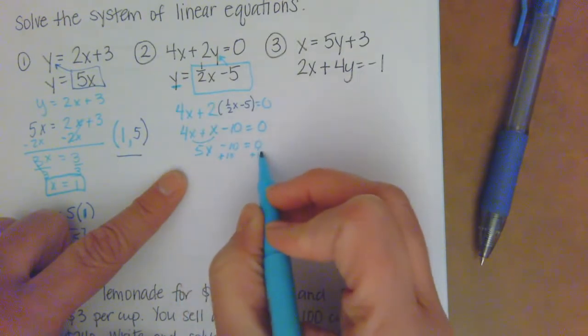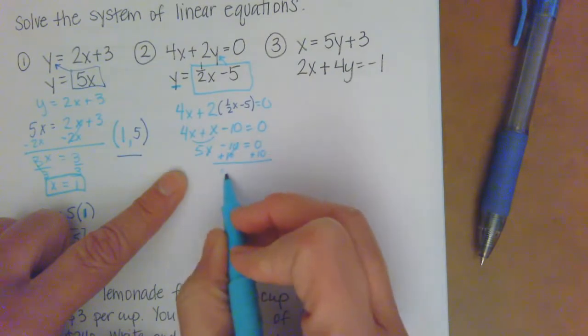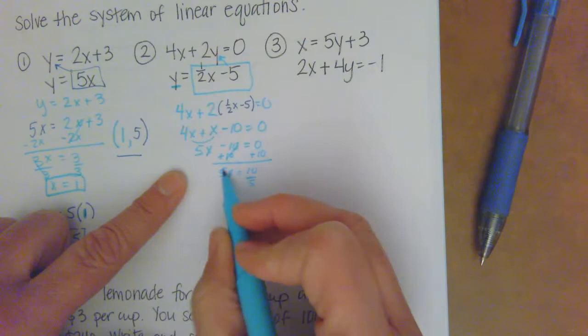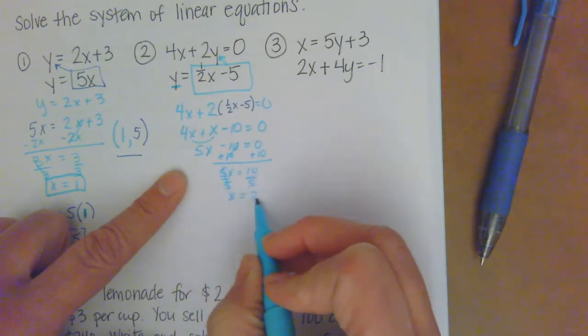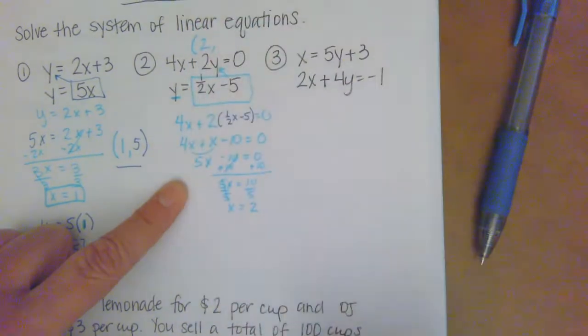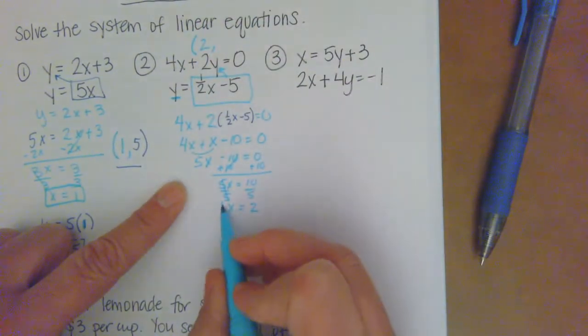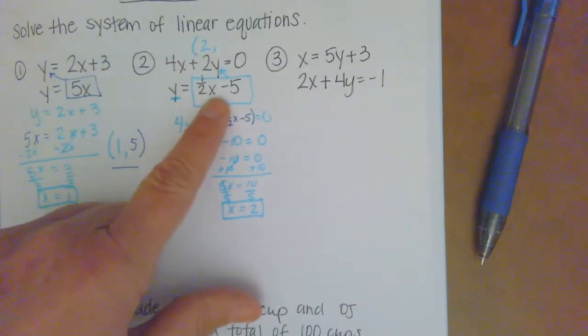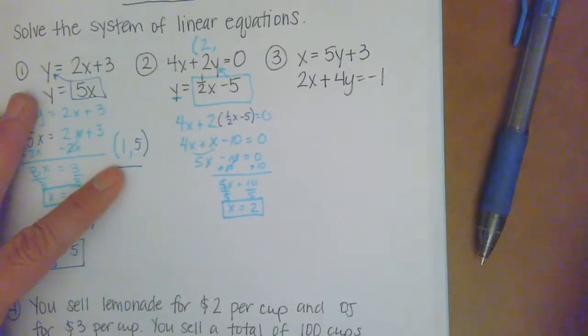Add 10 to both sides, and that gives me 5x equals 10. Divide by 5 on both sides, and x equals 2. So right now I know that x is 2. Now, knowing that x is 2, I can go put that into either one. I'm going to do it here because it's going to give me y.